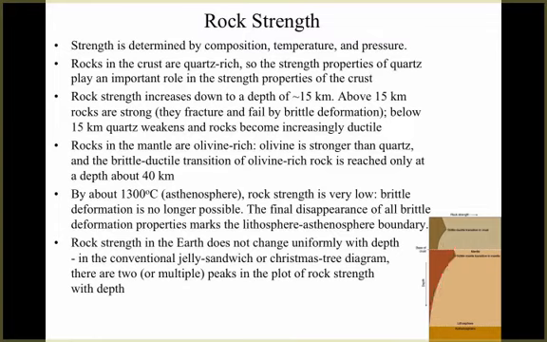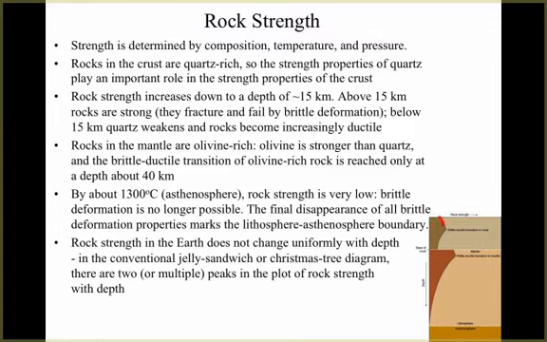And then by about 1300 degrees Celsius, basically the asthenosphere, rock strength is very low and brittle deformation is no longer possible. And so that's when we have the final disappearance of all brittle deformation, and that marks the lithosphere-asthenosphere boundary. Rock strength in the earth doesn't change uniformly with depth, and in the conventional jelly sandwich or Christmas tree diagram, like this one here, there are two or multiple peaks in the plot of rock strength with depth.